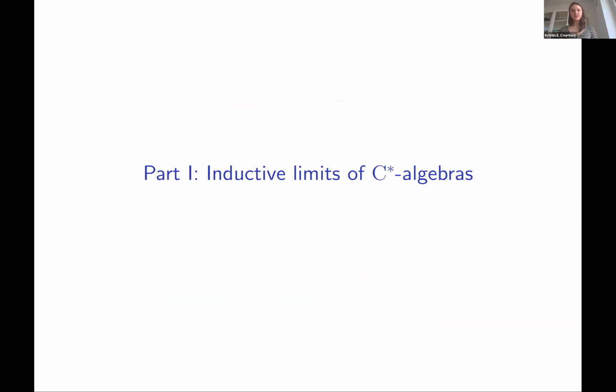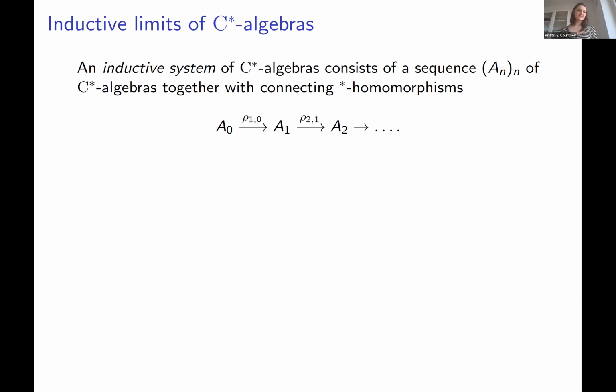Right, so let's just start with the basics. Inductive limits of C-star algebras. A definition that I assume everyone has at least seen before: an inductive system of C-star algebras consists of a sequence of C-star algebras together with connecting star homomorphisms.